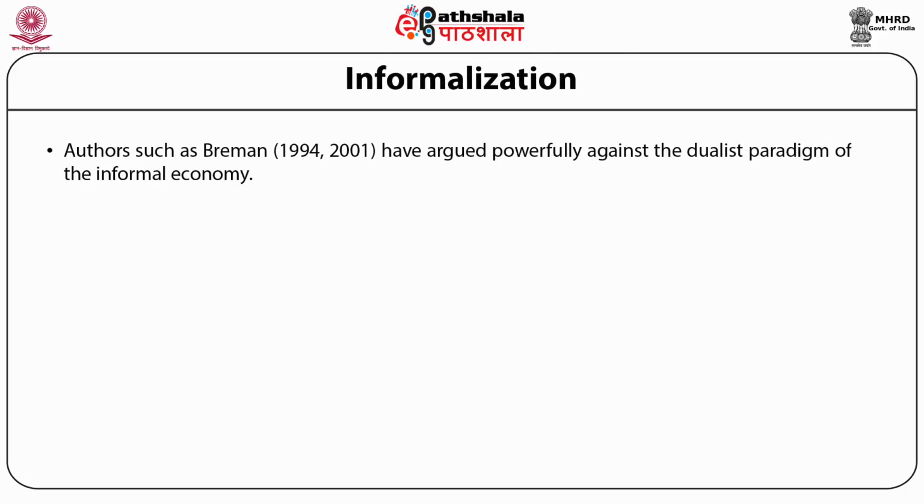Authors such as Jan Breman have argued powerfully against the dualist paradigm of the informal economy. Looking at the repercussions from the 1991 textile mill closures in Ahmedabad, Breman challenges the notion that workers prefer self-employment in the informal sector. Instead, he argues that the workers who lost jobs in the mills were forced into such informal employment in the absence of good opportunities for formal employment.